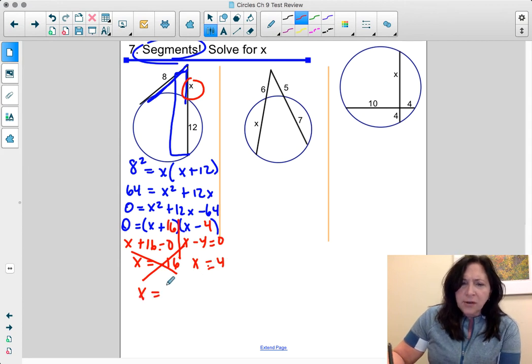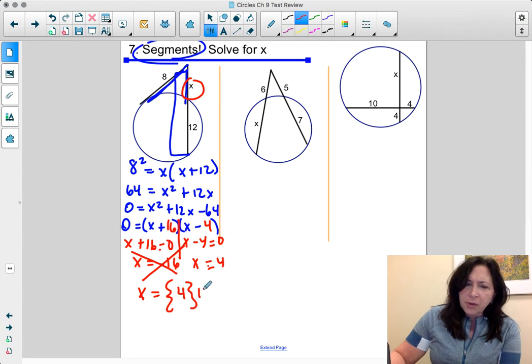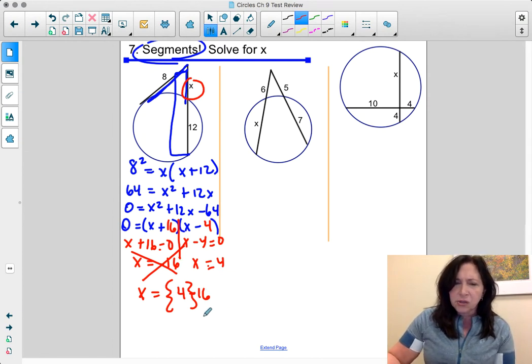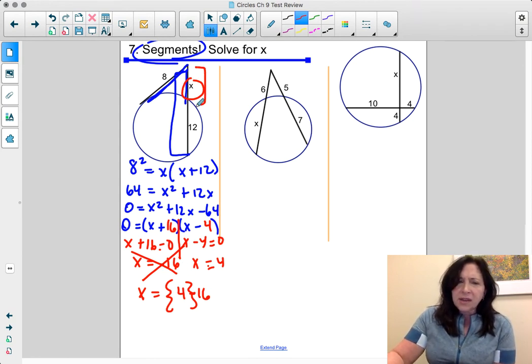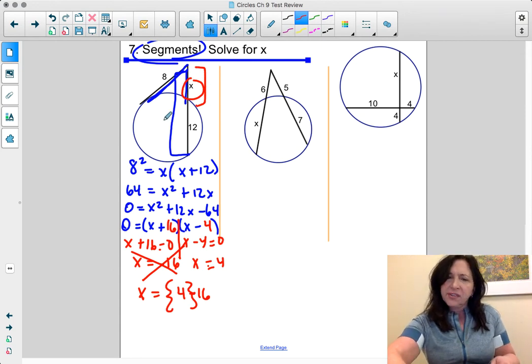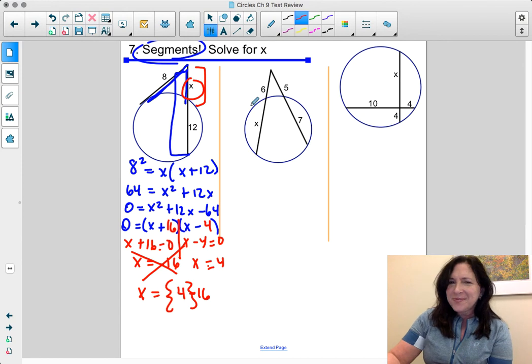So when you're writing your solution sets, you're going to go x is equal to 4. And then you're going to put negative 16 on the outside, because that tells me that that answer is extraneous, which basically means that it's a solution, but it doesn't work. It's an answer, but not a solution. It doesn't work when I plug it in. This length cannot be a negative value. You're not going to measure something and go, oh, negative 16 inches. We're not going to do that.